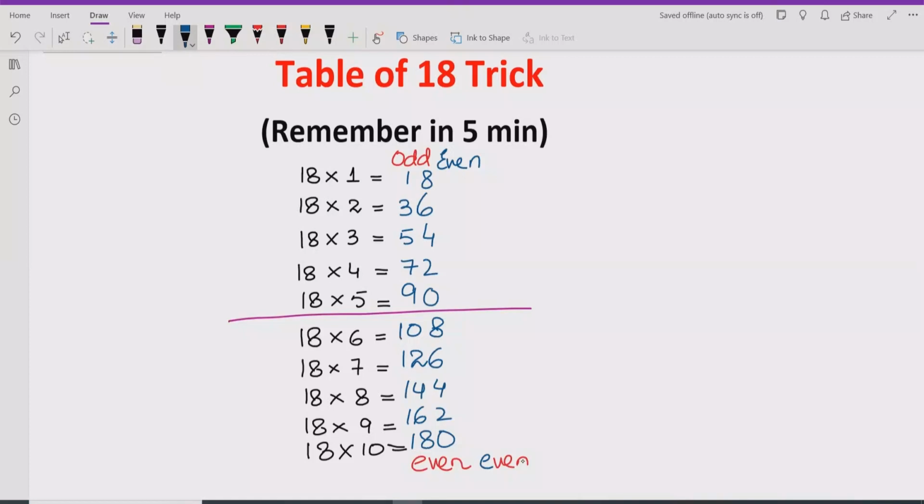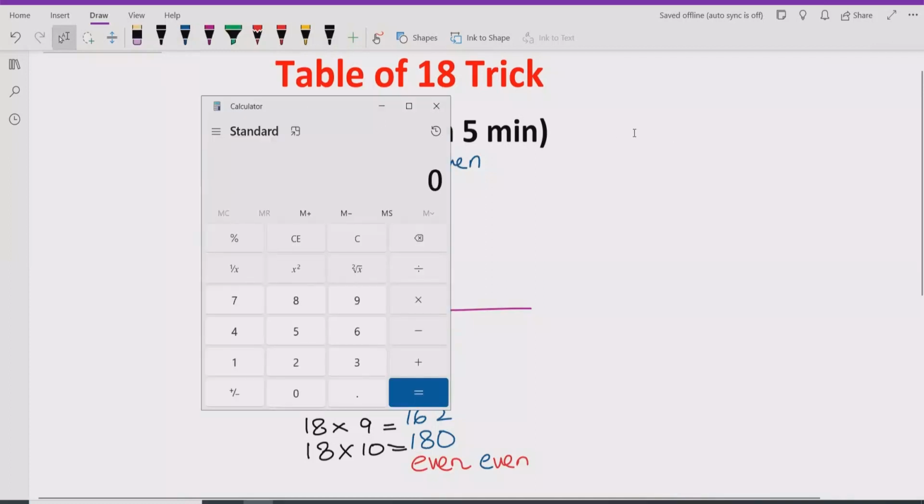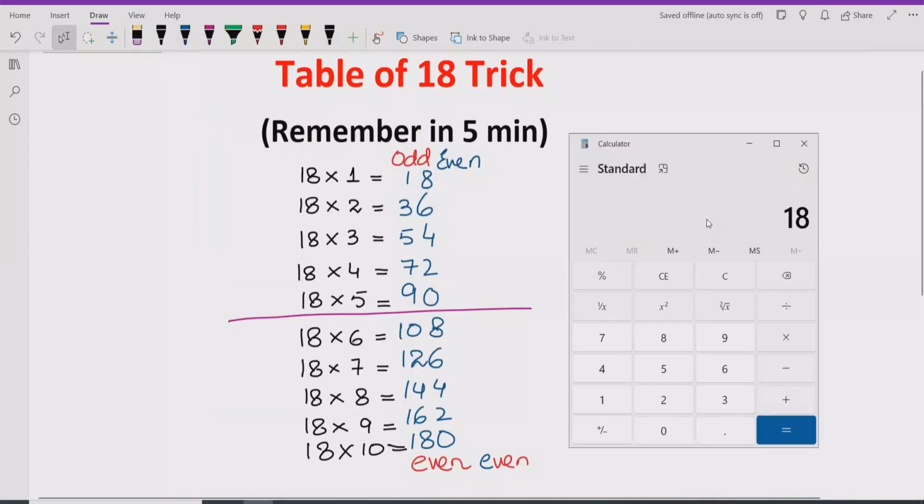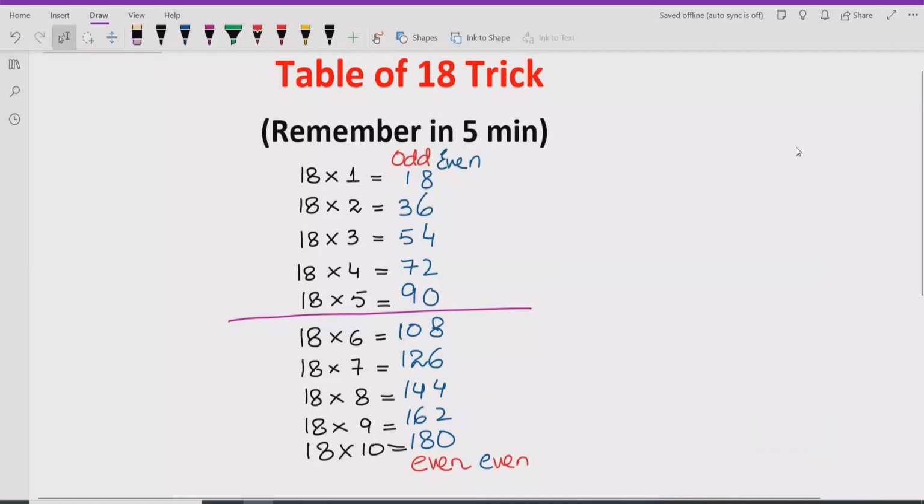You can see using the calculator, if we calculate 18 fives, 5 eighteens are 90. So here we have the 90. And if you say 18 multiplied by 8, so 144. So this is correct. So this is the very short trick. You can apply this trick in any exam if you forget the table of 18.